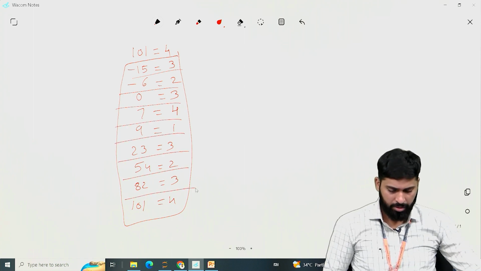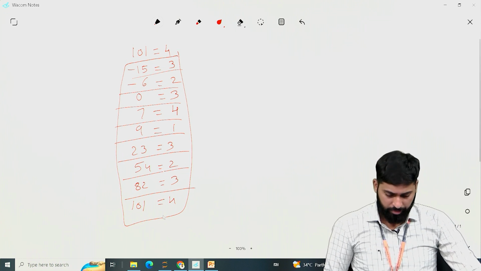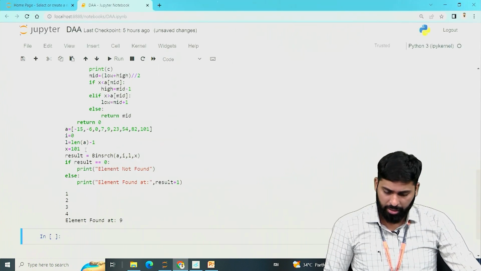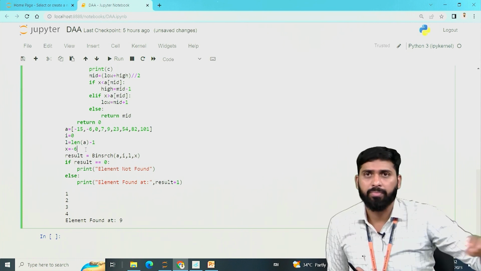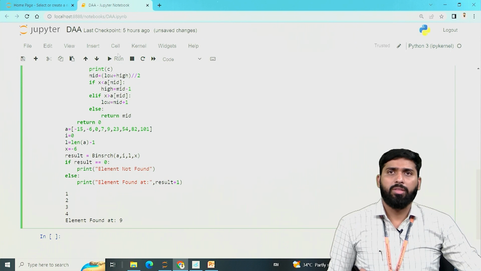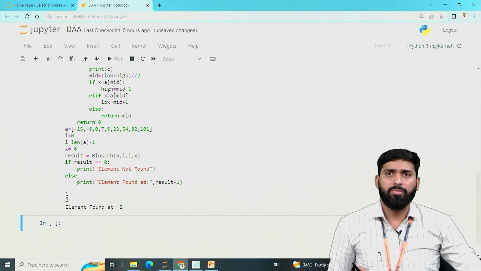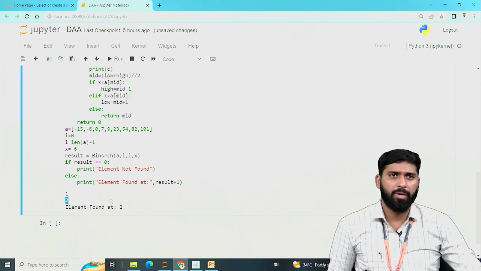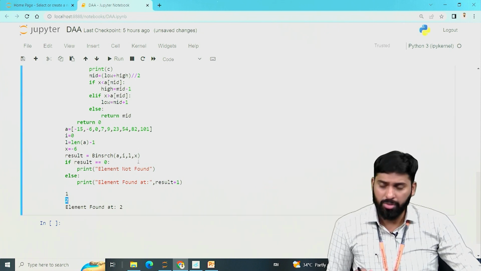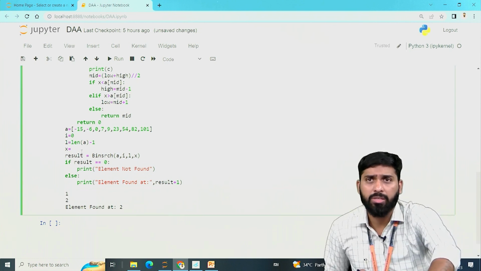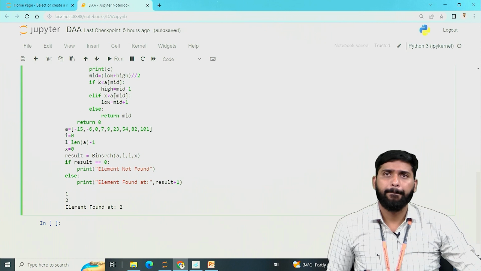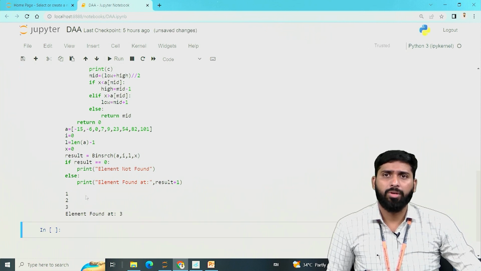Okay, we execute one more time. We give the input as minus 6 in the place of 101. Now the number of comparisons is 2. So 1 comma 1 and 2 here. That means 2 represents the number of comparisons. If we give 0, the searching element is 0, then it returns 3. So 1, 2, 3.